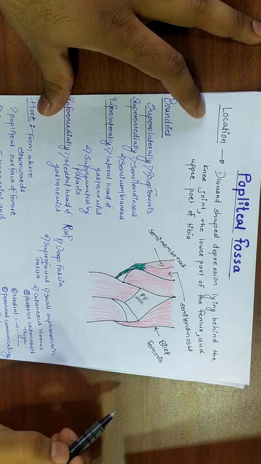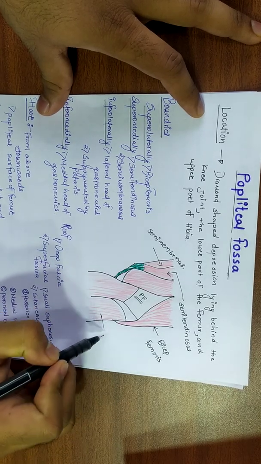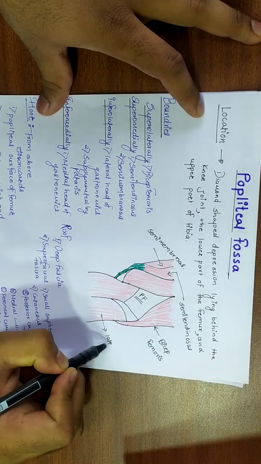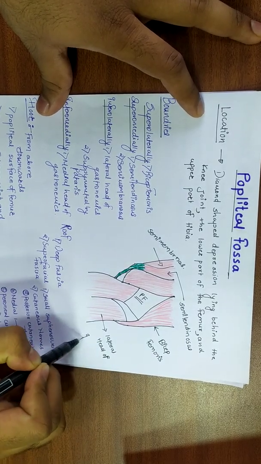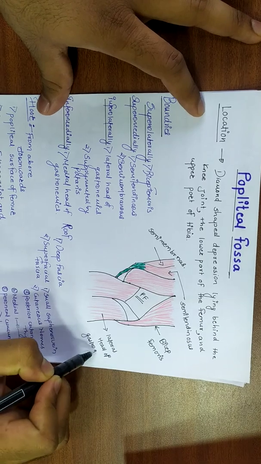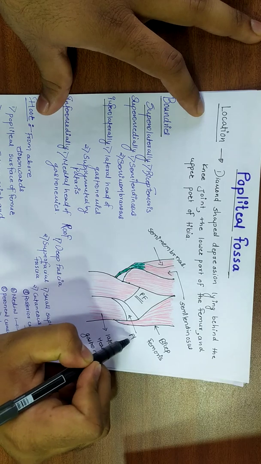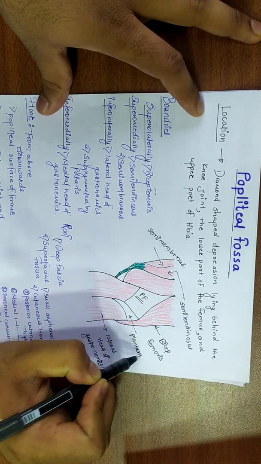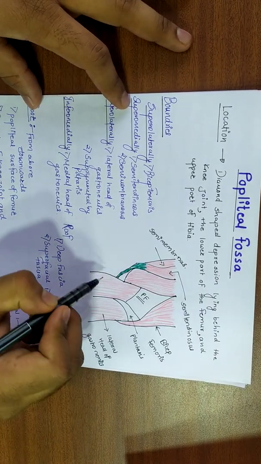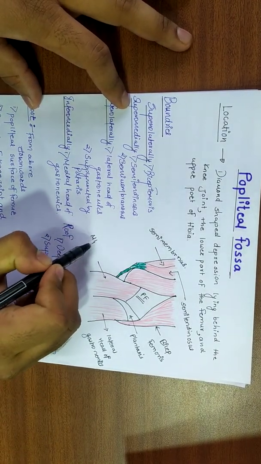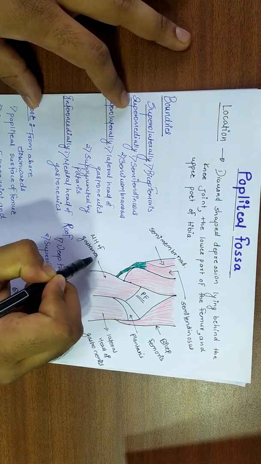The inferolateral border is formed by the lateral head of gastrocnemius and supplemented by plantaris. This is the lateral head of gastrocnemius, and this one is plantaris. The inferomedial border is formed by the medial head of gastrocnemius.